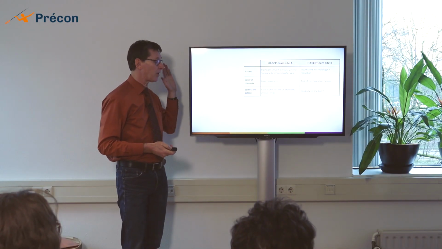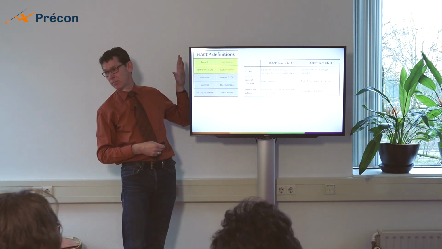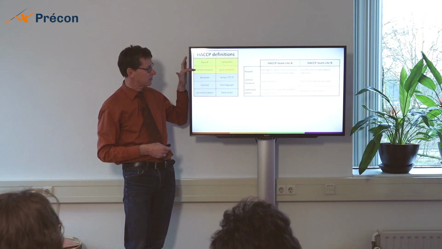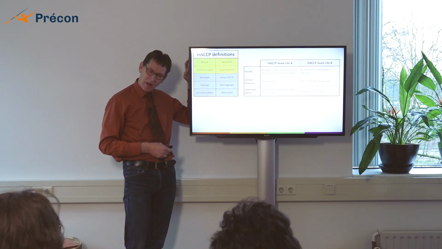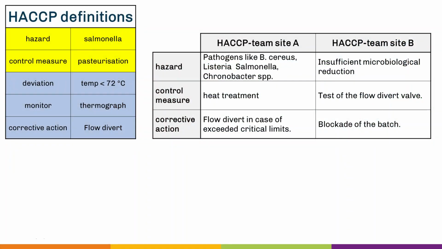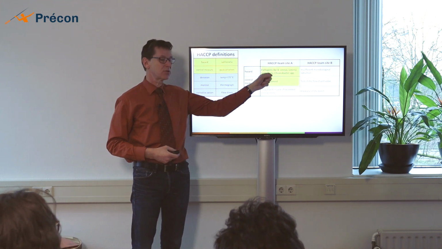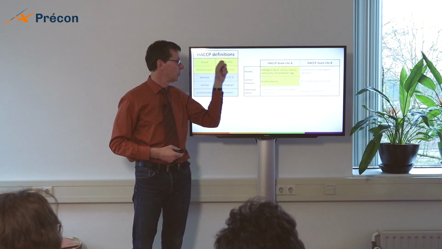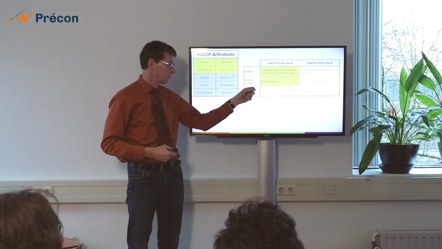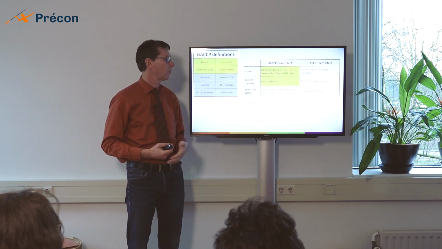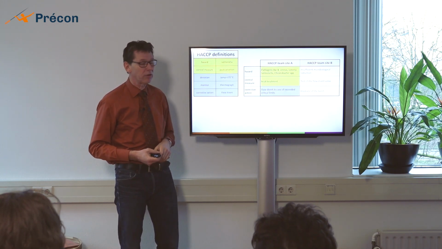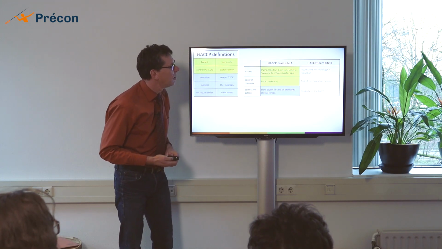Now, I've been telling about this primary, secondary level of control, and here is this primary and secondary level of control. The primary level is about the hazard and the control measure. The primary level is about controlling hazards. The secondary level is about controlling deviations. Now, when we take this as our benchmark and we look at the examples, then we can see that this is actually correct. In terms of the definition, these are hazards. And control measures are pasteurization, like heat treatment. And also the corrective action can be the flow divert. It's basically correct. What we have done in site B is, what we identified as a hazard is actually a deviation.